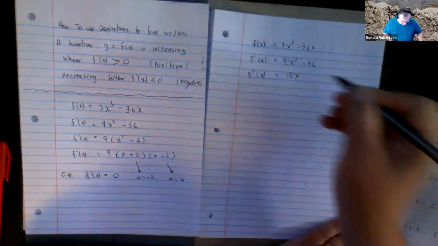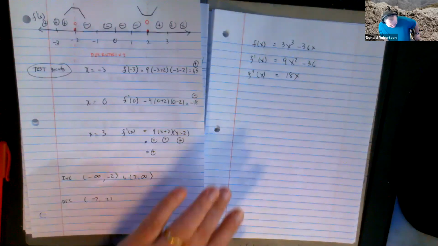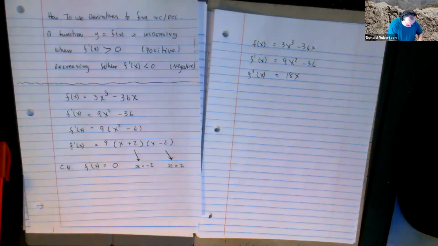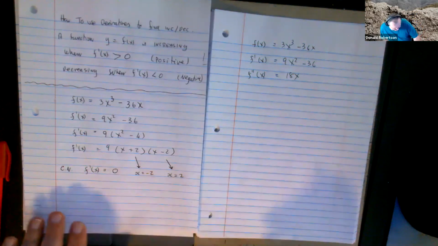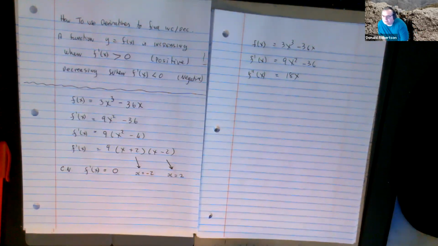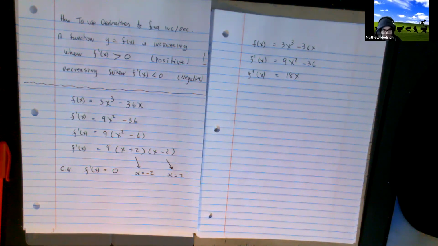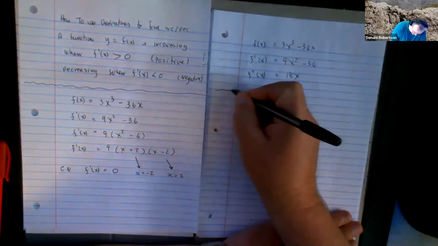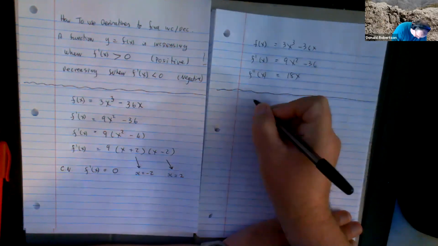Right, there's one second derivative now. If the first derivative tells you about increasing and decreasing, what do you think the second derivative might be telling you about the original curve? Concavity. It is. And here is the property.